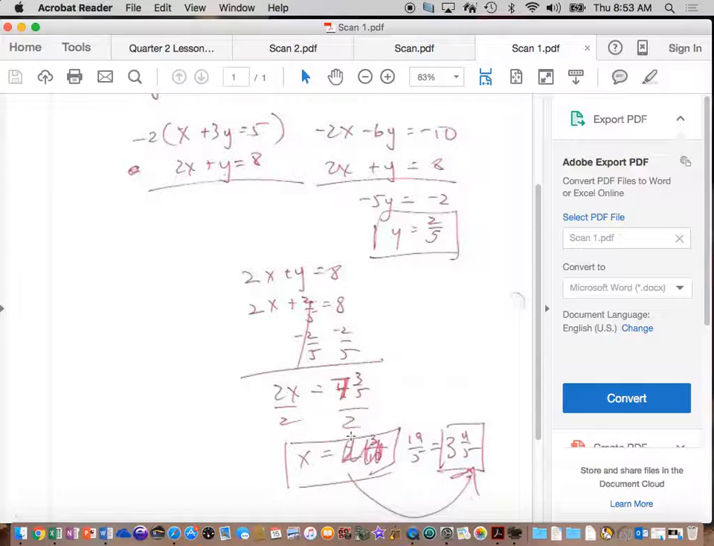Now, you might say to yourself, man, that looks really ugly and really hard. And back in the days before we let you use a calculator, I would have agreed with you. But now that you're allowed to use a calculator, you just do 7 3/5, or you can make it a decimal, 7.6 divided by 2, and that gives you 3.8, and you do math, enter, enter. And that gives you the fraction equivalent.